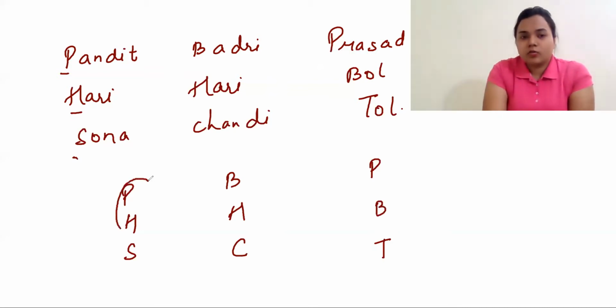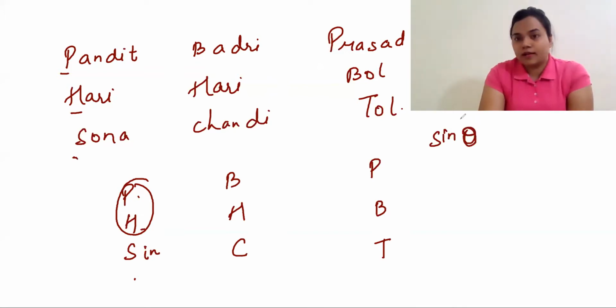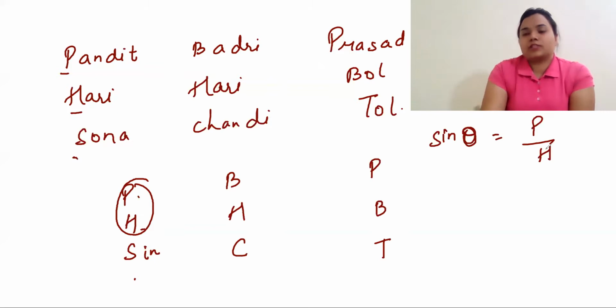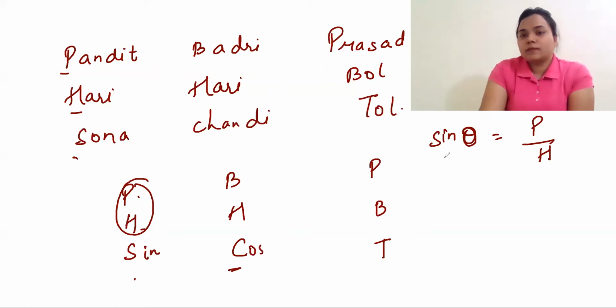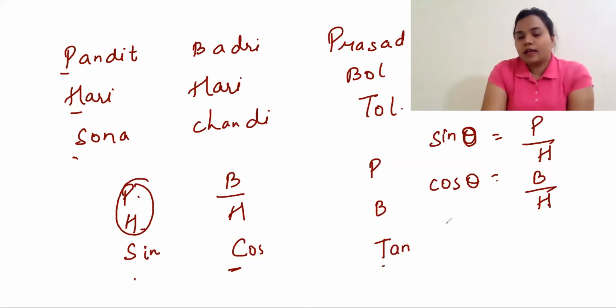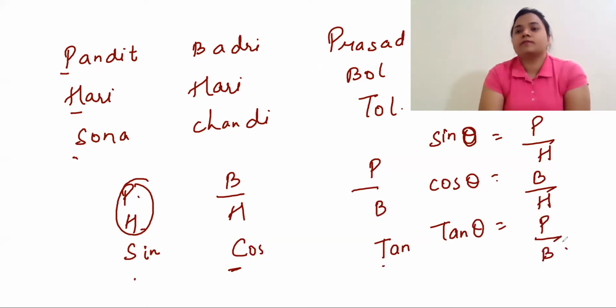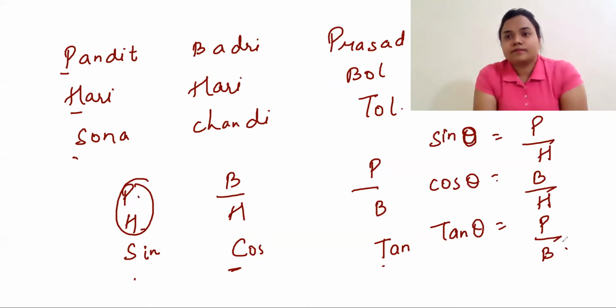So this is the ratio. S means sine. P means perpendicular. H means hypotenuse. So sine theta, theta being any acute angle, is equal to P by H, that is perpendicular by hypotenuse. C means cos. Cos theta is equal to B by H. T stands for tan. So tan theta is equal to P by B. These are the ratios. We will use them also in the questions.